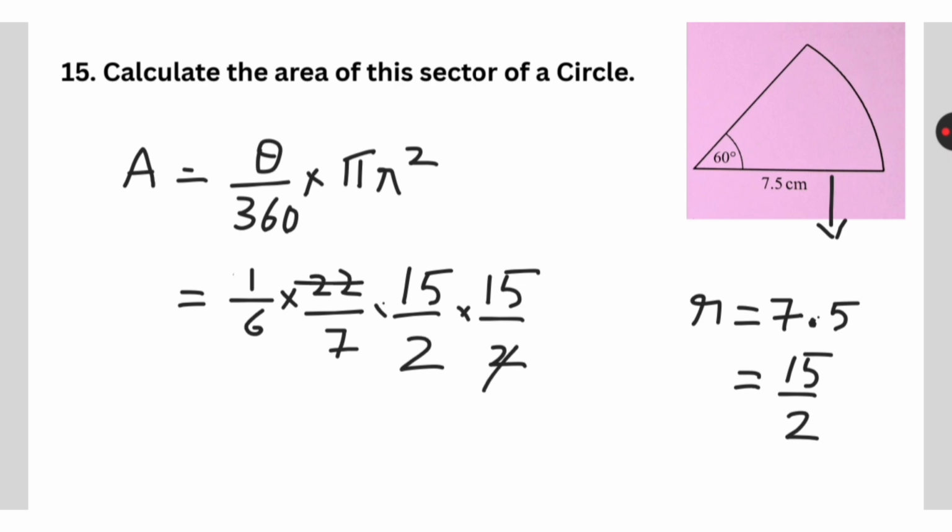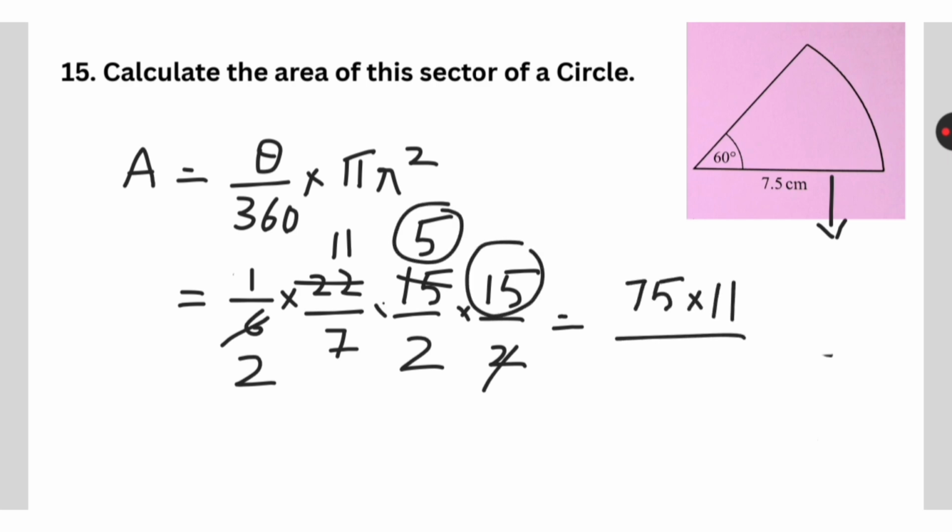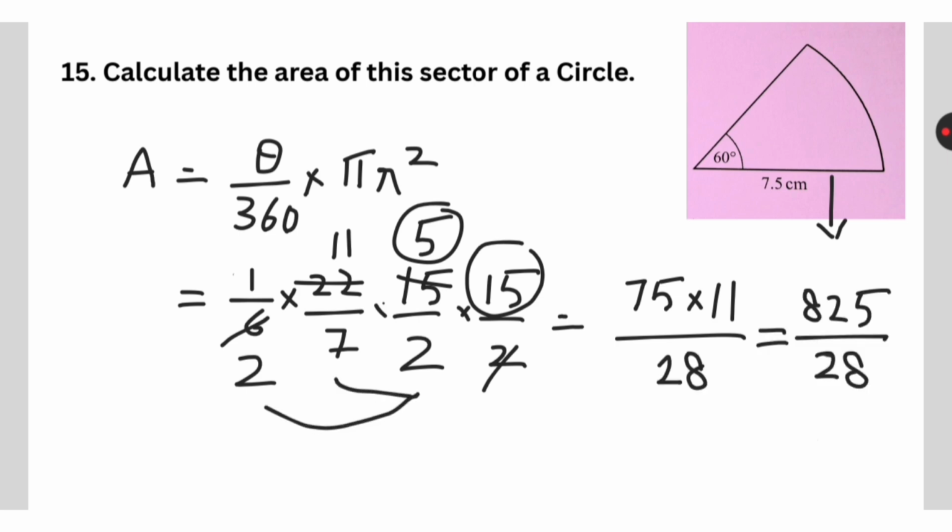So 2 ones are 2, 11s are 3, 2 threes are 6, 3 fives are 15. So what we are left with is 15 times 5, which is 75. So 75 times 11 divided by 2 twos are 4, 4 sevens are 28. So using a calculator we can find this answer. The answer is 29.464. So we can write this as 29.5. This is the area of the sector of the circle.